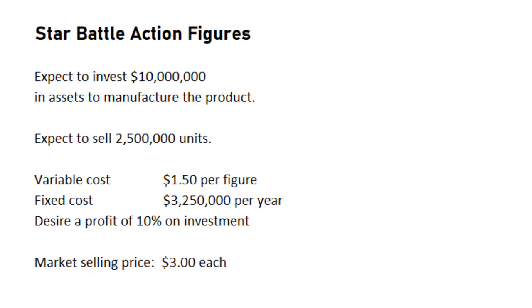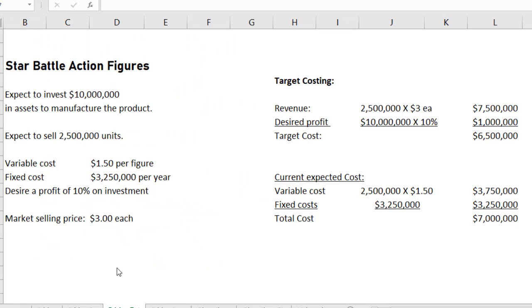And because we're in this competitive market of generic action figures, the most we can get for each action figure is $3. We need to invest $10 million in our factory. We have the same fixed cost and variable costs per action figure. We have a 10% desired profit. In a target costing situation, we're not setting the price.